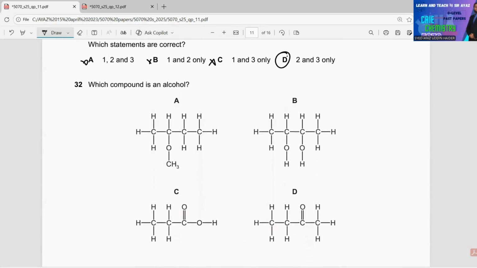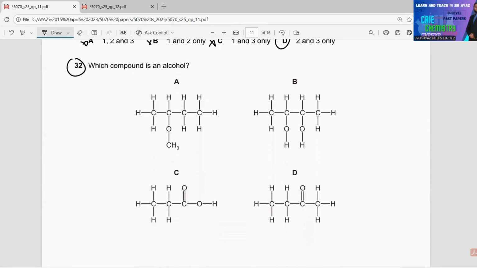32. Which compound is an alcohol? You know that alcohol must be carrying OH. It's an organic compound in which OH is attached directly to carbon. Remember, it's attached to carbon. Most probably the carbon must be having CH2, not C double bond O. Because if OH is attached to C double bond O, it becomes carboxylic acid. This is carboxylic acid.